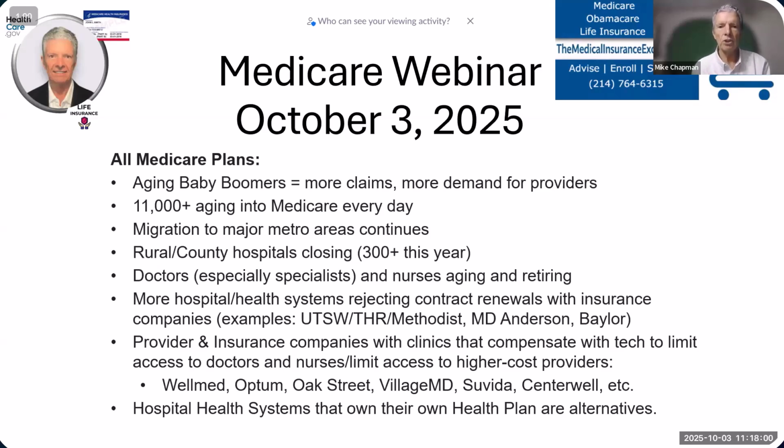You also, and Dallas-Fort Worth is a perfect example of this, see more hospital health systems rejecting contract renewals with insurance companies. For example, UT Southwestern, Texas Health Resources, and Methodist in this market have gone through one contract battle after another with all of the major companies. MD Anderson in Houston does not accept any Medicare Advantage plans except one that is located in Houston. Baylor, again, had a contract dispute with Humana, and is no longer in network next year.